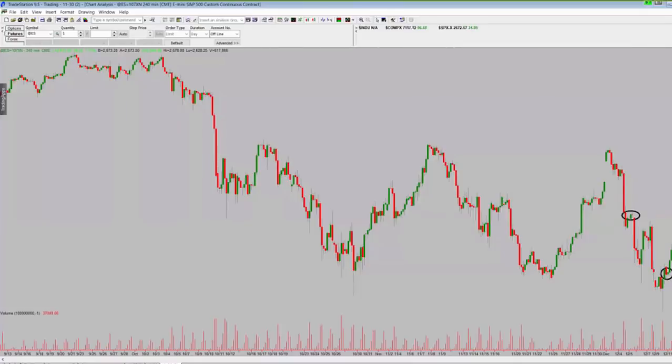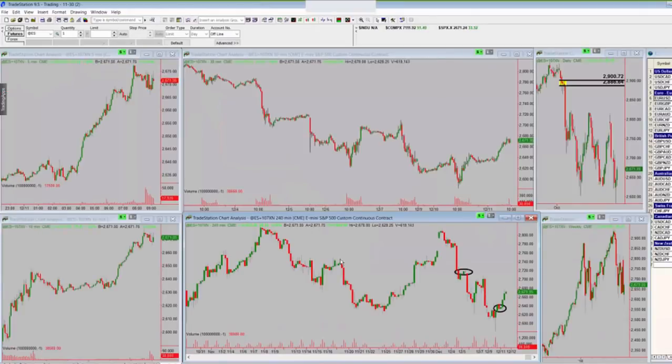Okay, so as far as the bigger picture goes, there's not much to stop price from moving up to 27.08. There's also not much to stop price from moving down to 26.38. Okay? So those are your larger time frame areas.